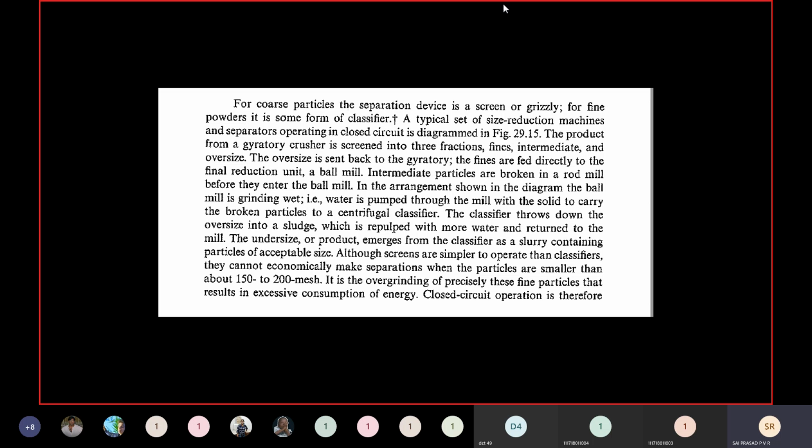So screen and grizzly mean what? The screens will have moderate openings, but grizzlies will have larger openings, and are robust in construction. The diagram of a grizzly will be studied in our 4th unit.